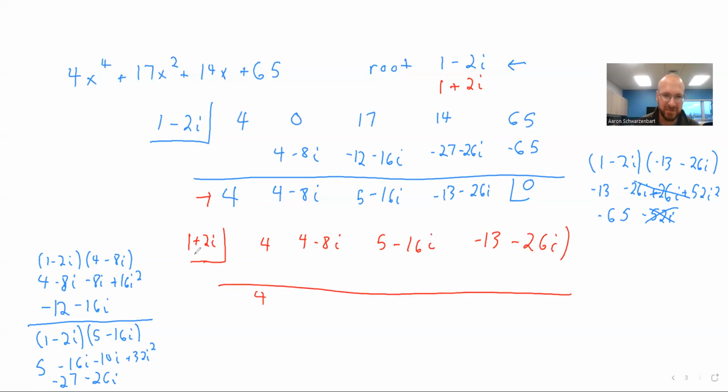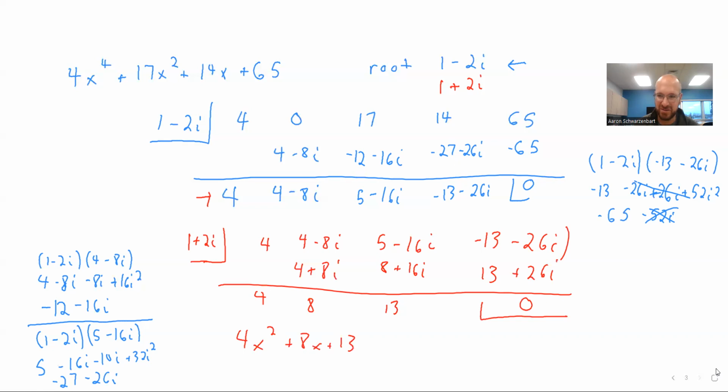So 4, bring it down. 1 plus 2i times 4 is 4 plus 8i. Now when I add these, 4 and 4 makes 8. Negative 8i and 8i is 0i. 1 plus 2i times 8 is again 8 plus 16i. 5 and 8 is 13. 13 times 1 plus 2i is 13 plus 26i. This one ends up being easier, and I end up with real coefficients for 4x squared plus 8x plus 13.